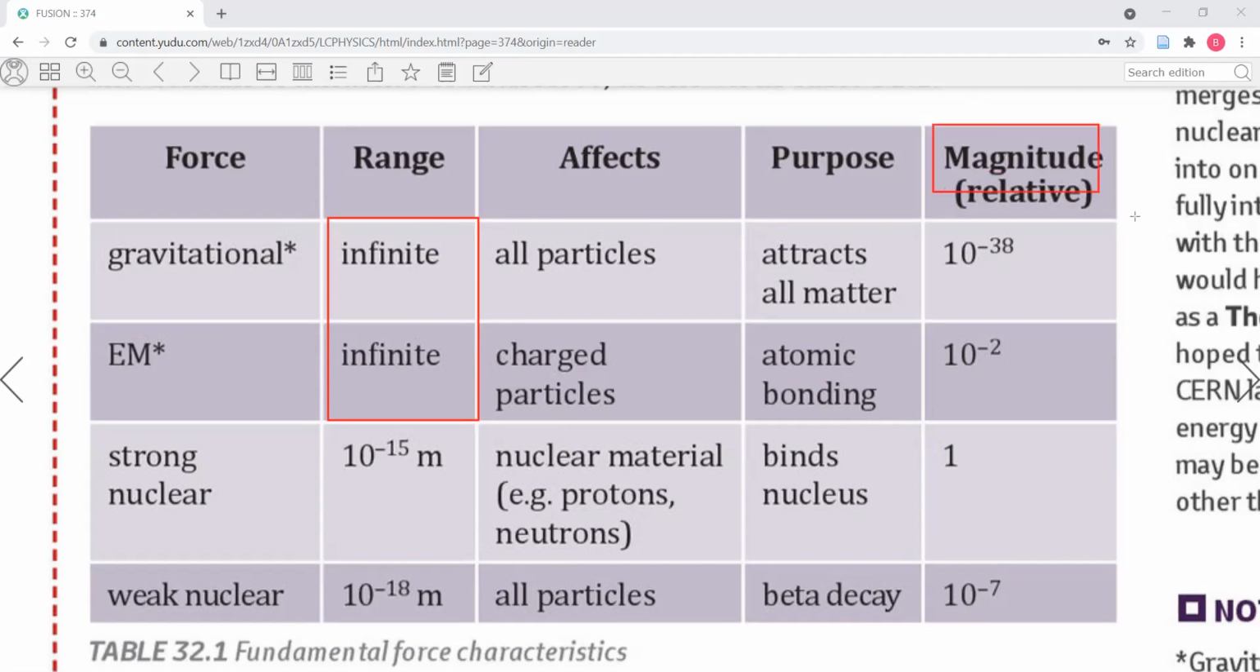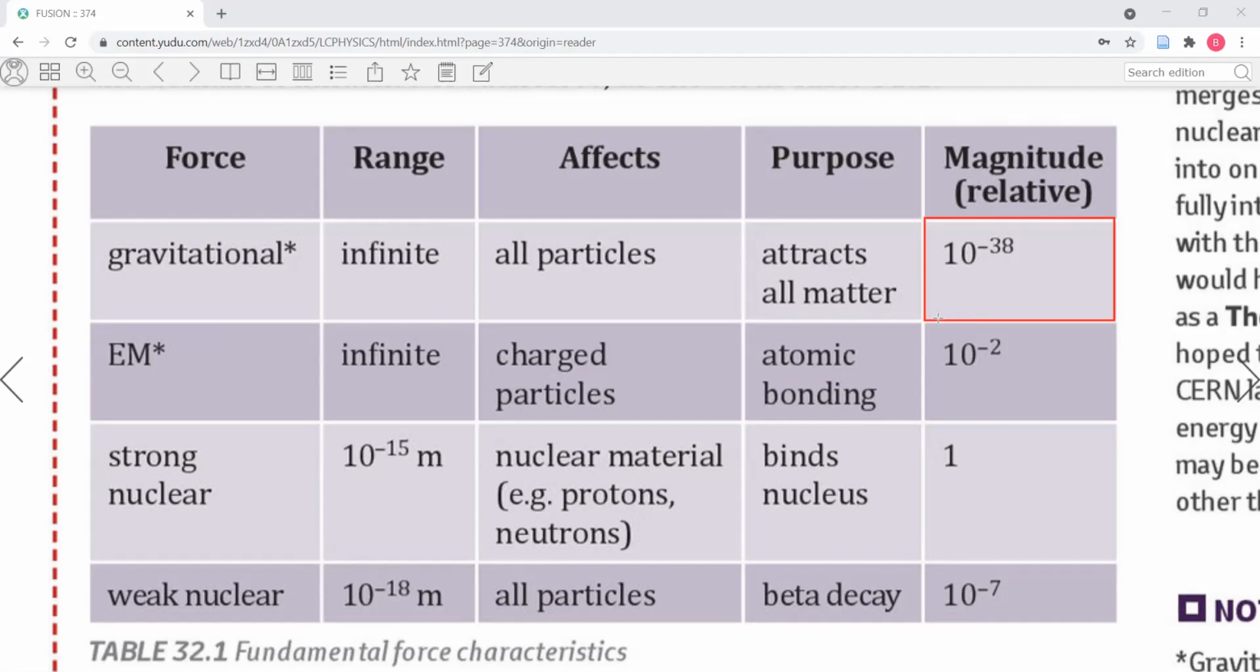This force, the magnitude is really how strong is this force? It's a relative strength, where they've said if I call the strong nuclear force 1, how much stronger or how much weaker is gravity or the electromagnetic force? Now, don't worry too much about these numbers. They're just to give you an idea of how desperately weak gravity is by comparison to all the other forces. It's a very, very weak force.